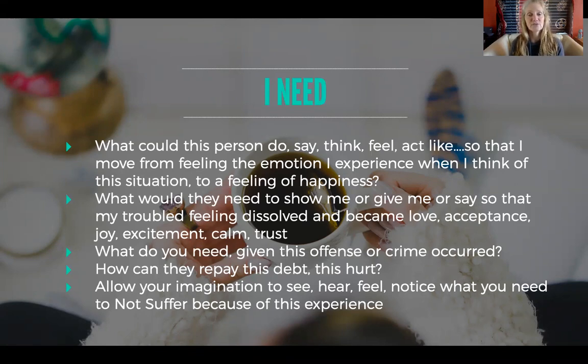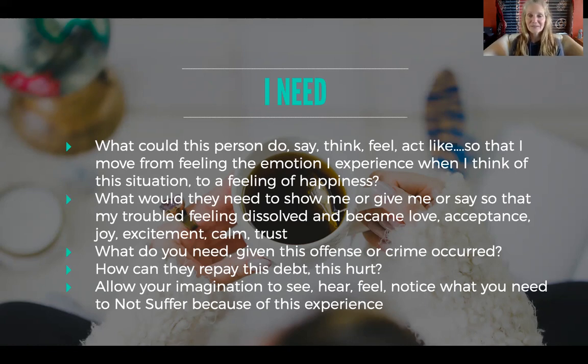What would they need to show me, given it happened, so that my troubled feeling dissolves and I feel more loving or accepting, even joy or excitement, or perhaps happiness in this situation would just feel like pure calm or just simple trust? What do I need from them? What do I need from this object, this condition, given that this happened, given that this offense has occurred? How could they repay this debt or this hurt?